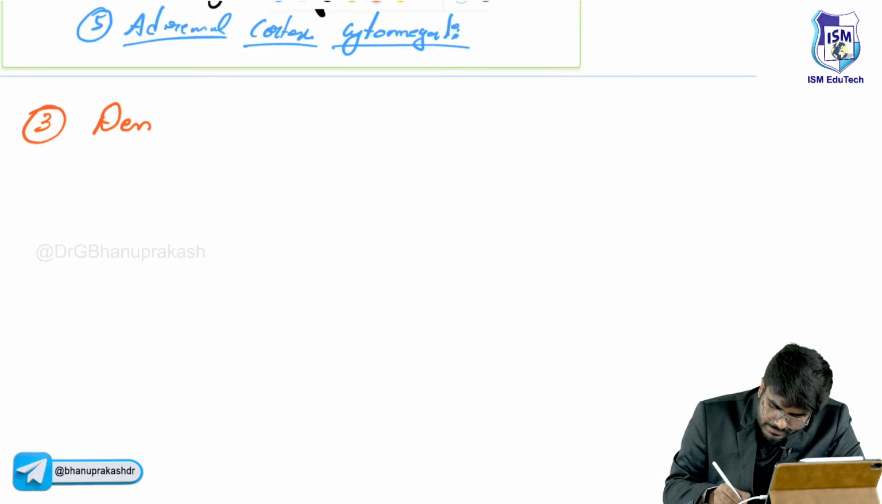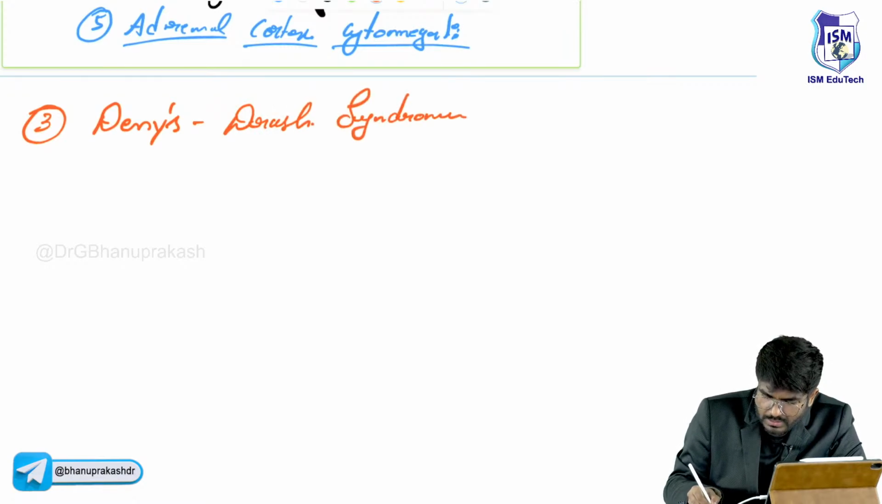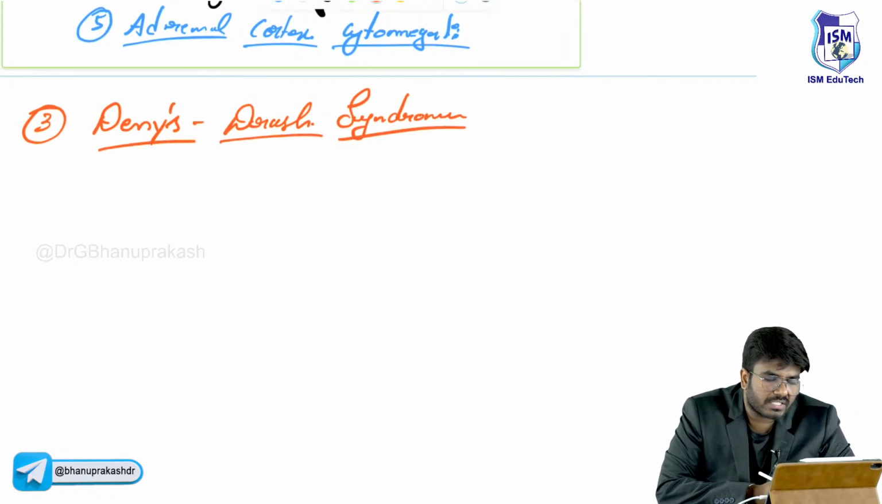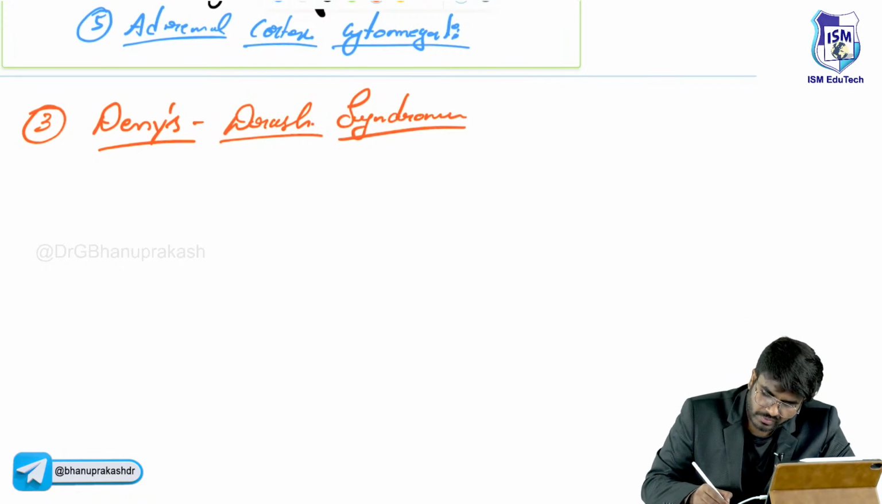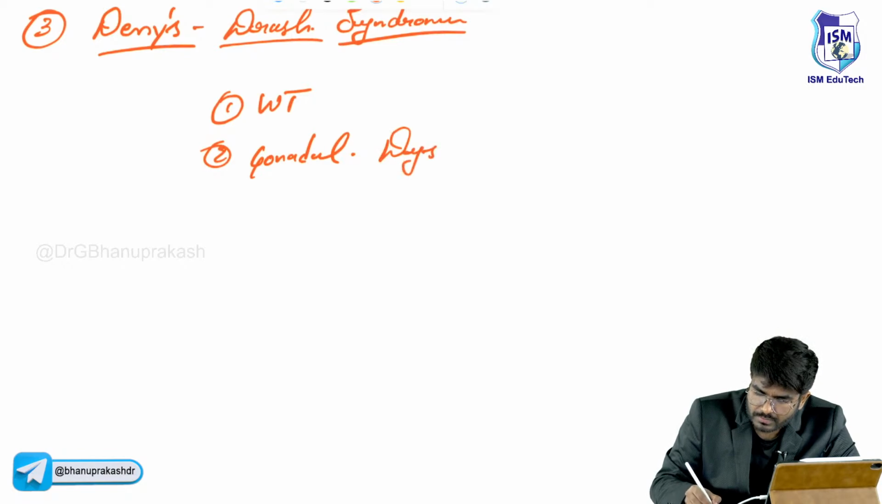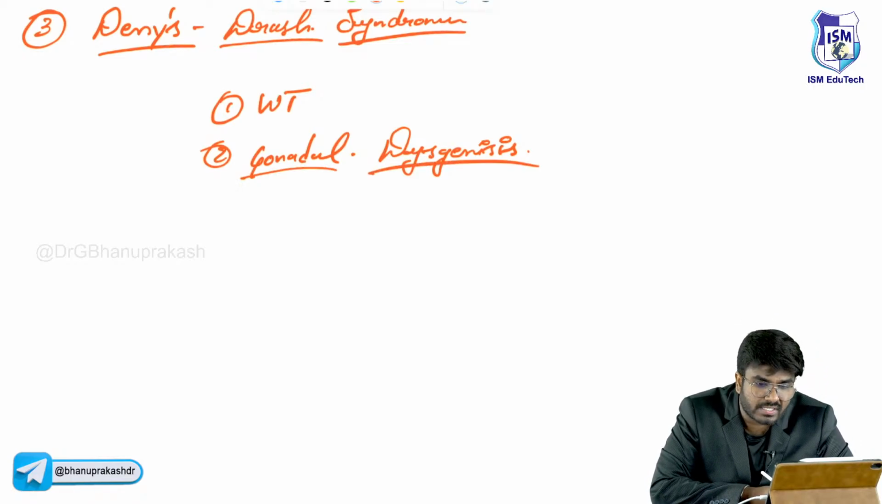Okay, it's Denys-Drash, D-E-N-Y-S, Drash syndrome. Okay, sir, Denys-Drash syndrome. So in these patients with Denys-Drash syndrome, the patient is going to have Wilms tumor. One thing is common everywhere, Wilms tumor is going to be there. Along with that, these patients are going to have gonadal dysgenesis. Gonadal dysgenesis, this is an MCQ. Denys-Drash syndrome, there is gonadal dysgenesis. Wilms tumor is there, gonadal dysgenesis is there.